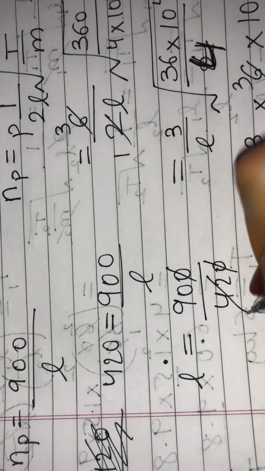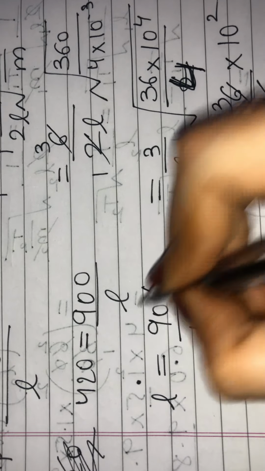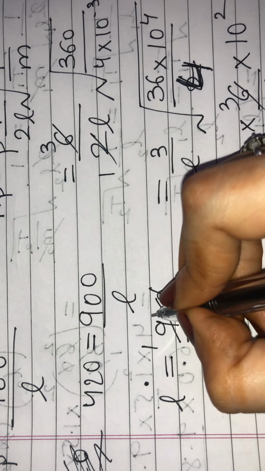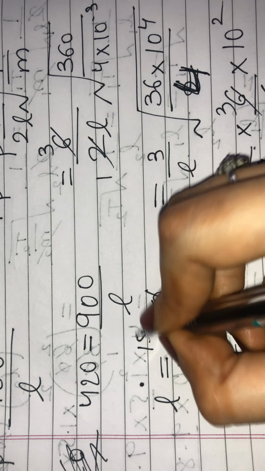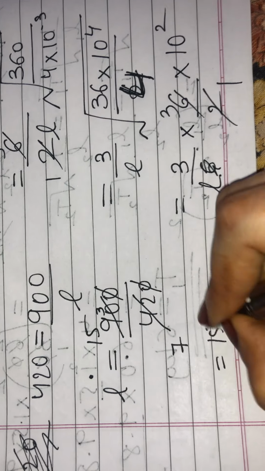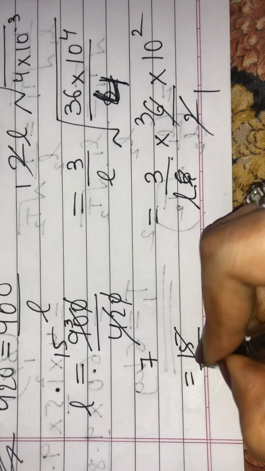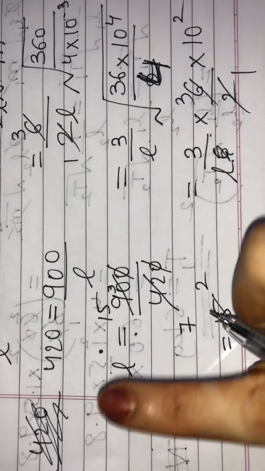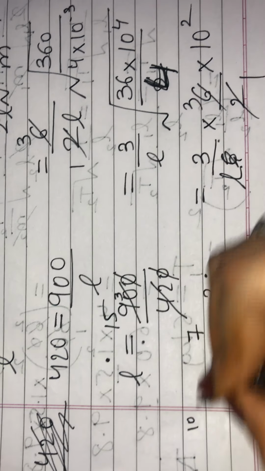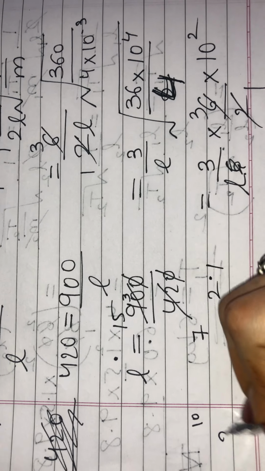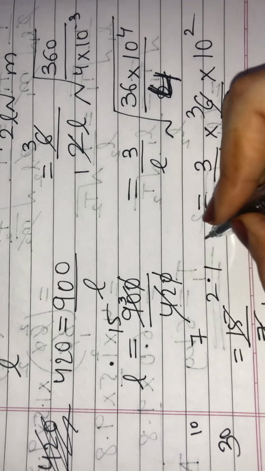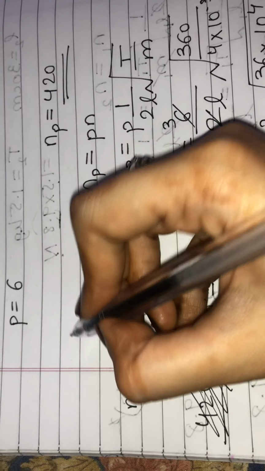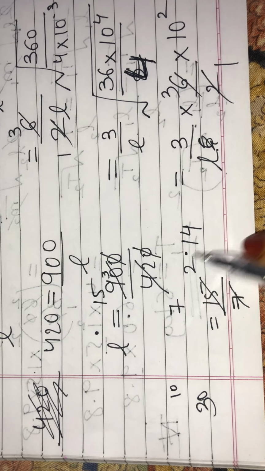0 0 cancel. 6 7s are 42. 6 1s are 6. 3 remains. 6 5s are 30. So it is 15 upon 7. 7 1s are 7. 7 2s are 14. 1 remains, because of point, that becomes 10. So 7 1s are 7. 3, so because of point it becomes 30. 7 4s are 28. We'll stop over here. So here L is 2.14. L is 2.14 meter.